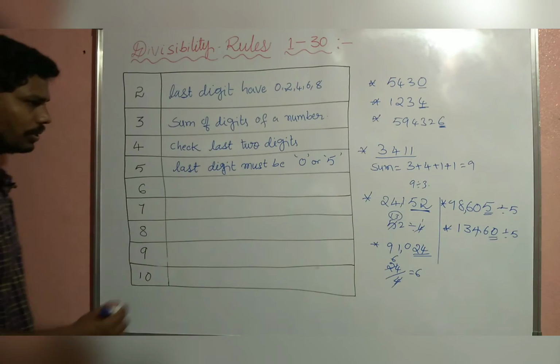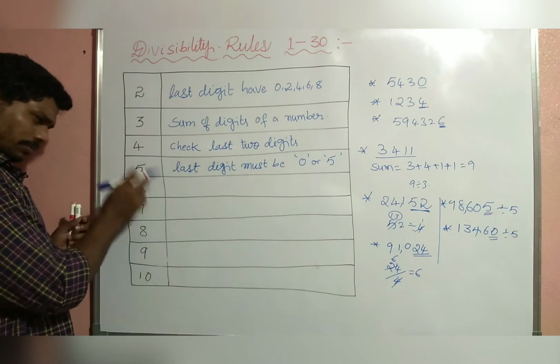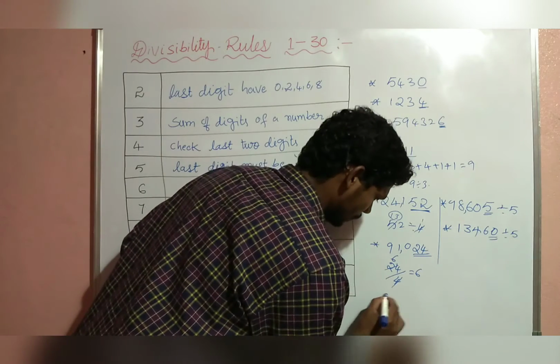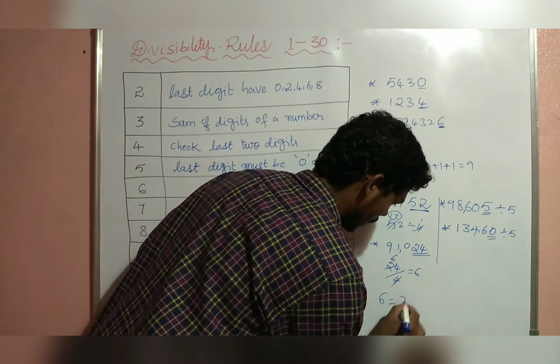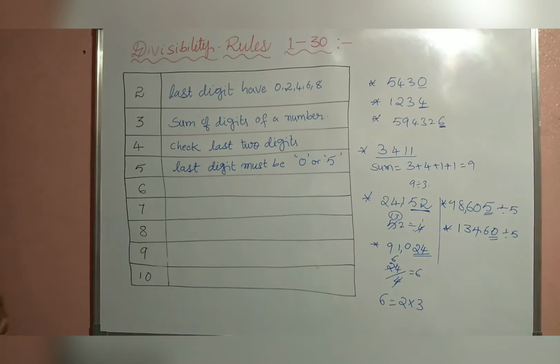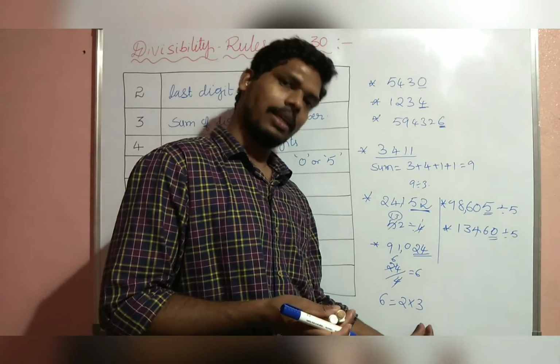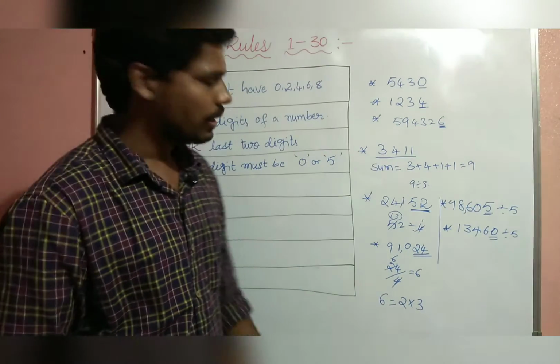Now coming to the divisibility rule of 6. 6 is an even number. So 6 can be written as 2 into 3, so if the given number is divisible by both 2 and 3, then it is divisible by 6 also.